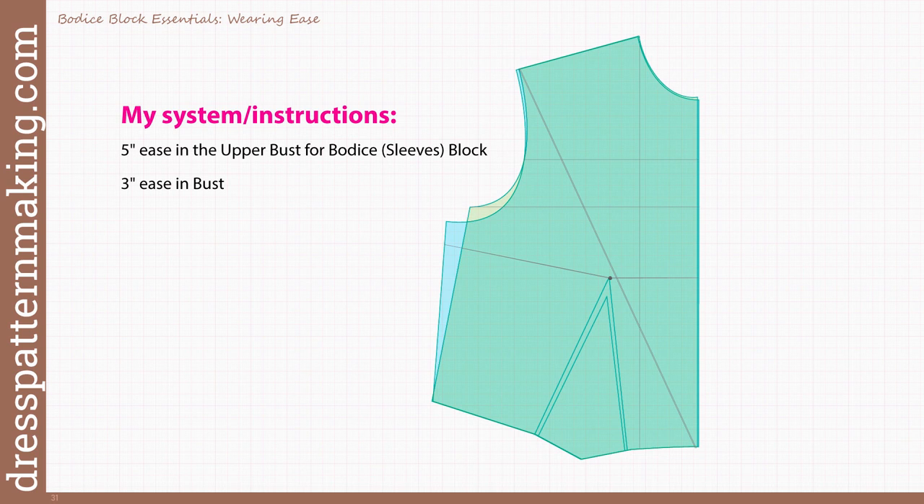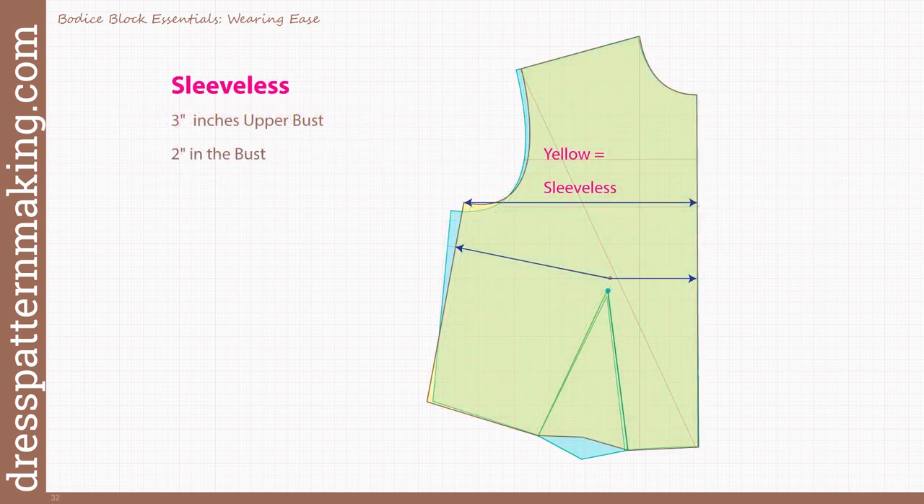So given all that, I'm pretty confident that the ease I use in my instructions, 5 inches ease in the upper bust and 3½ or so in the bust, is pretty standard. And when you use my instructions to create a sleeveless block from a sleeve block, you end up with 3 inches in the upper bust and 2 inches in the bust, which again is pretty standard, but I'm not going to go through and prove that as well. Currently, the only instructions to create the sleeveless block from the sleeve block is on my website, written instructions. I haven't created a video for that yet.